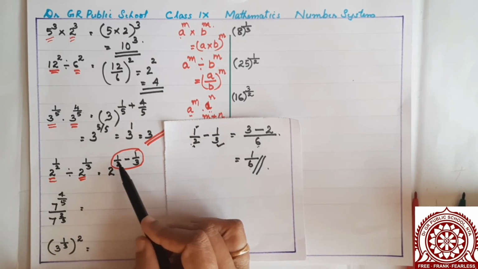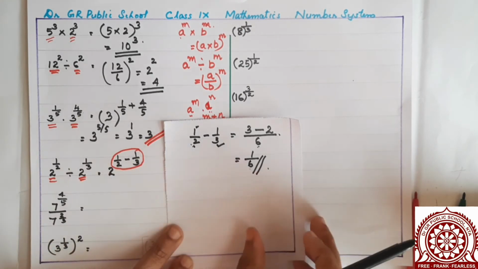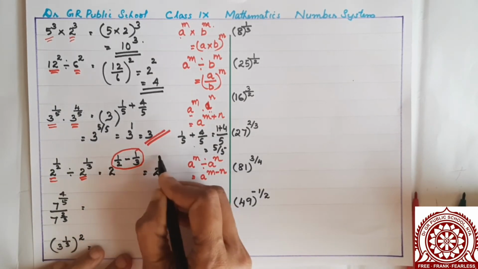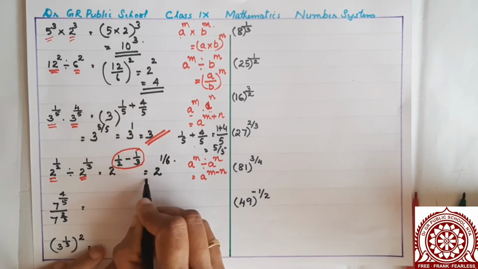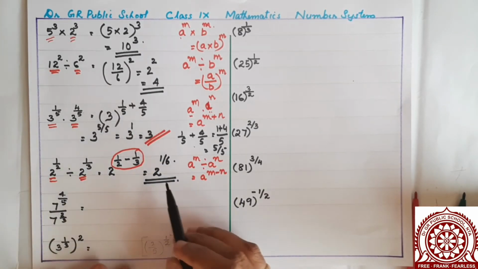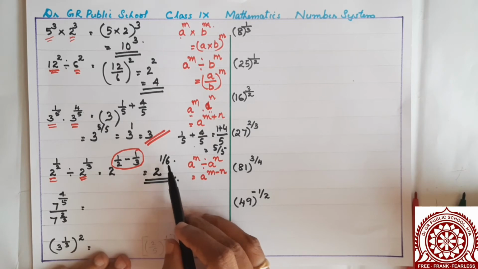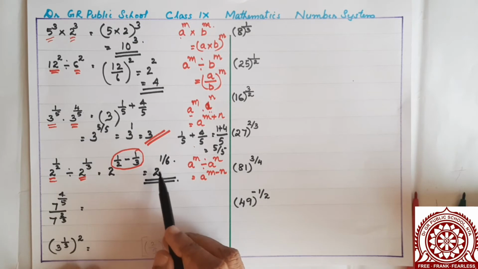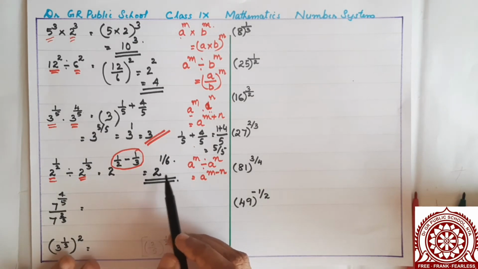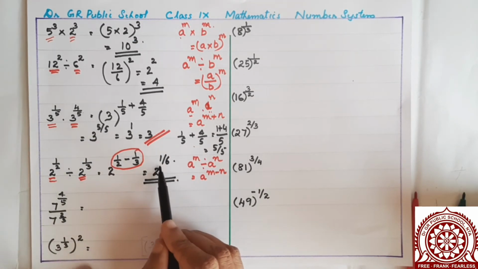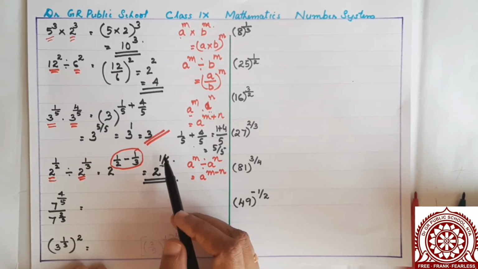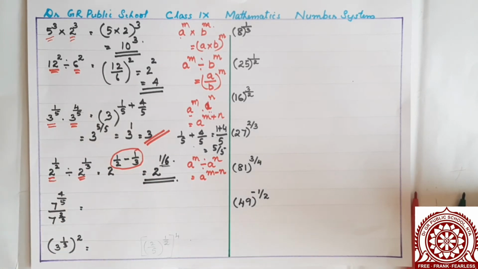So 2 raised to 1 by 2 minus 1 by 3 can be written as 2 raised to 1 by 6. Only this much you can do. Answer you can write as it is, 2 raised to 1 by 6. Don't write it as 1 by 2 raised to 6. It is 2 raised to 1 by 6. Power is in the rational form, so you can't do anything more. Now come to the next question.